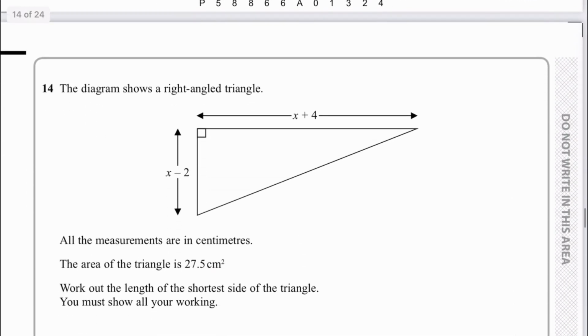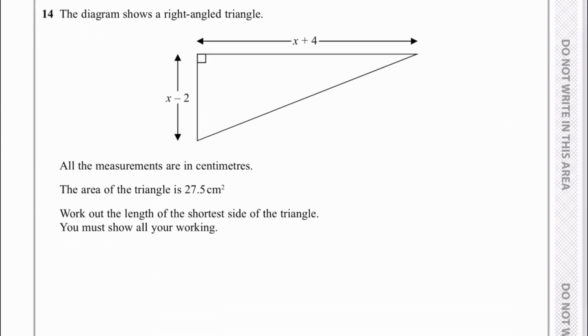Okay, so let's move on then to the diagram, which shows a right angle triangle, and it says the area of the triangle, work out the length of the shortest side. So how do we work out the area of a triangle? Well, the way we do that is we write a half base times height equals the area. Or you might want to write base times height divided by 2, and that's perfectly fine. So let's put some of the information that we've got.